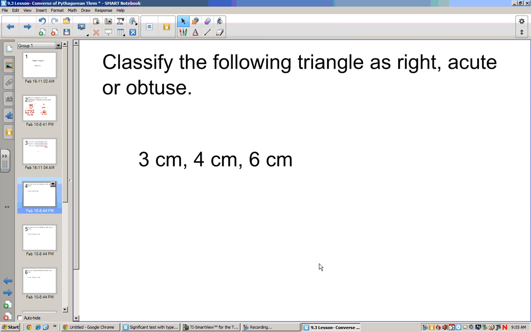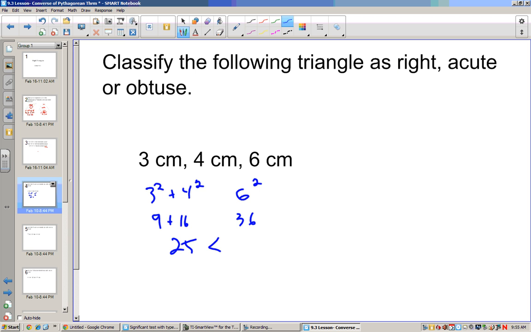Now, let's classify these following triangles as right, acute, or obtuse. If I have these three sides, you take the two smallest ones, 3 squared plus 4 squared, and you put 6 squared on the other side. Now, this is going to be 9 plus 16, which is 25, compared to 36. Since 25 is less than 36, that c squared is too big, and that makes it obtuse.